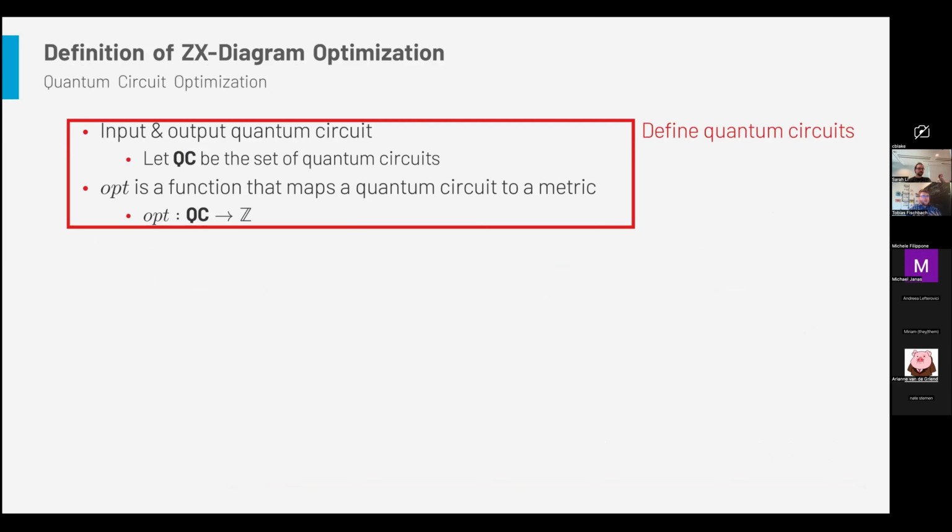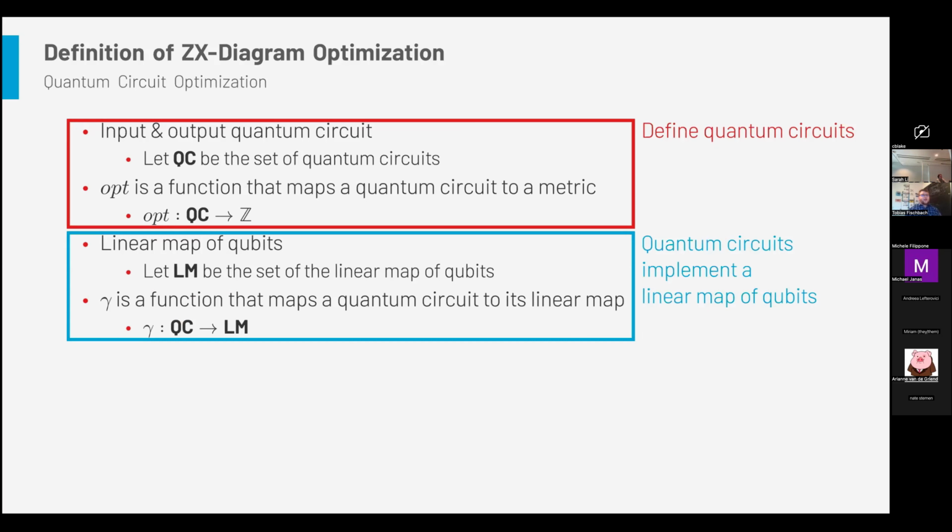When I want to introduce the methodology, I just want to quickly define what, from my perspective, a ZX-based quantum circuit optimization algorithm looks like. On the one hand, we have our set of quantum circuits, and we have some metric function opt that maps our quantum circuit to some type of metric. And then we define a linear map of qubits, and we define a function gamma that maps the quantum circuit to its linear map of qubits.